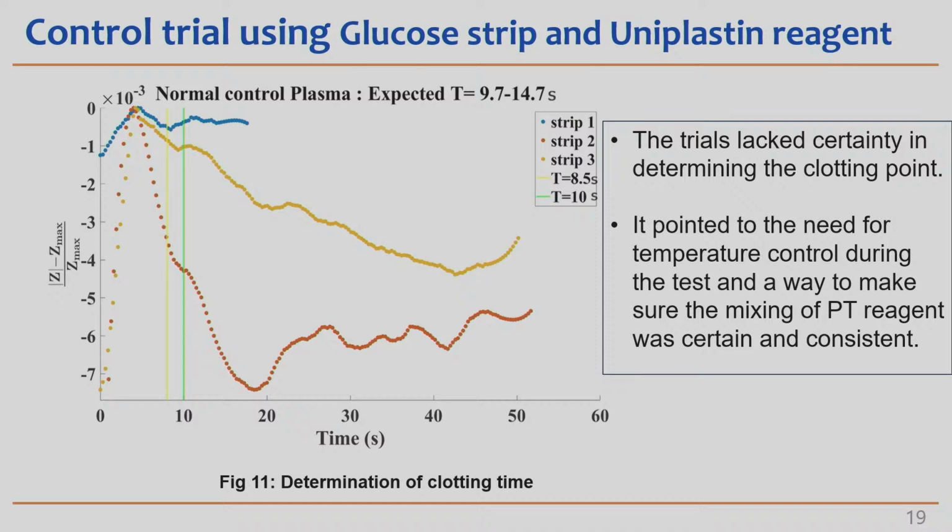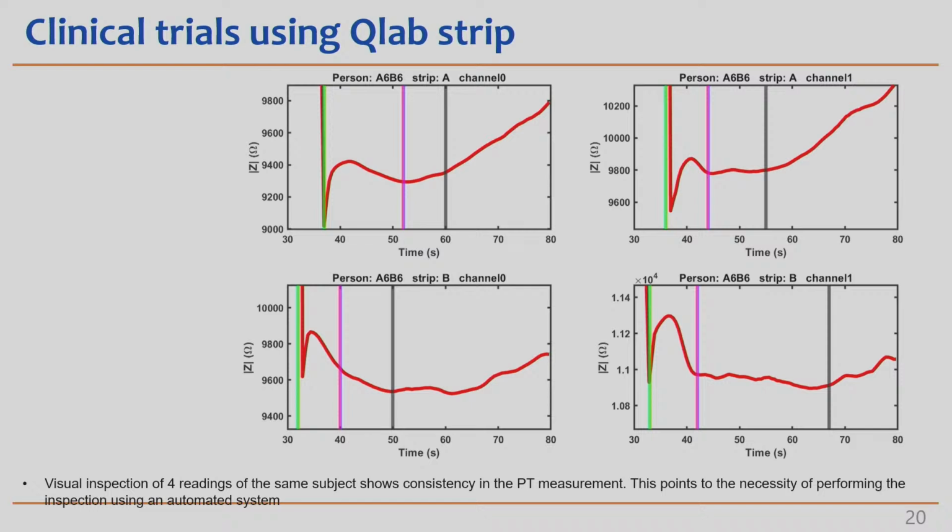So from here, we went on to perform very short clinical trials with about 10 subjects. So these are the 4 readings belonging to the same subject. In each set of readings, the green line shows the point of time when the sample is introduced into the system, and the pink line shows the point of clotting. So visually inspecting, we are able to recognize the point at which the blood sample is clotted.